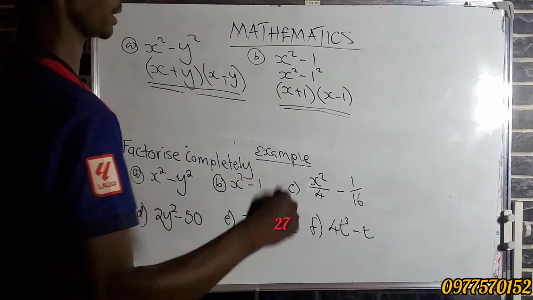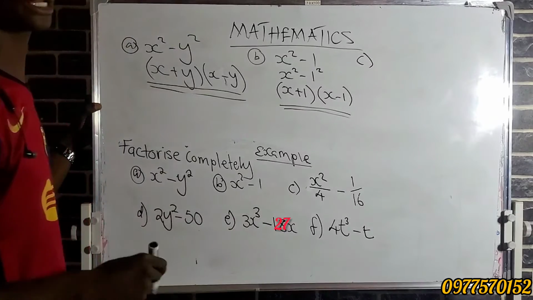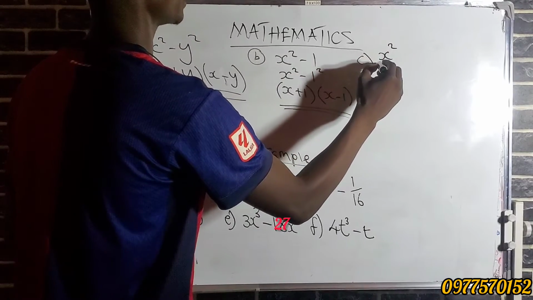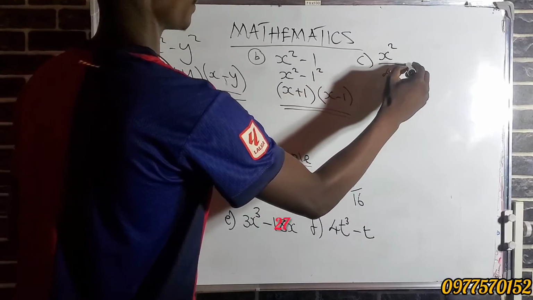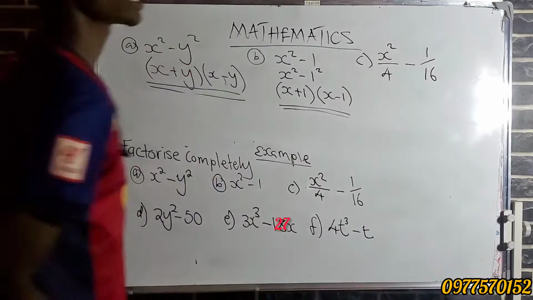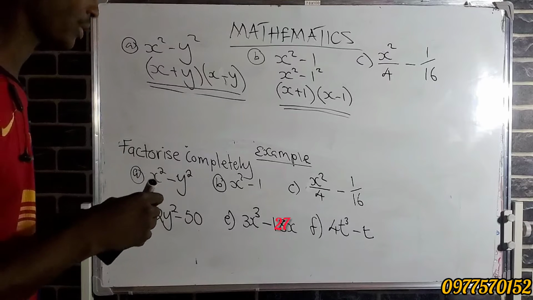Let's look at C. C is a fraction, eh? Yes. It is x squared over 4 minus 1 over 16. Okay. Now, we are asked to factorize, by the way. Yes. Factorize completely. In the exam, you are presented with this question. What do you do?